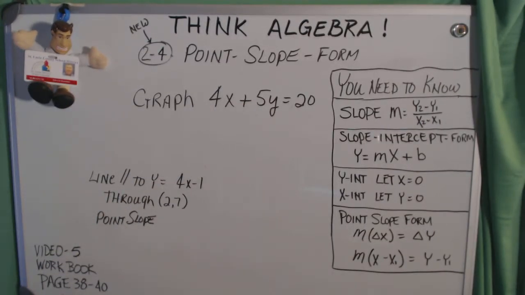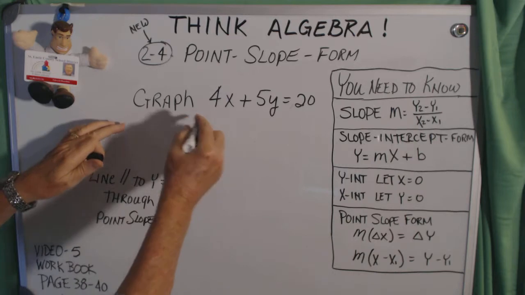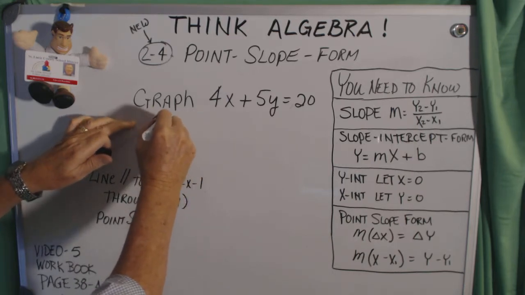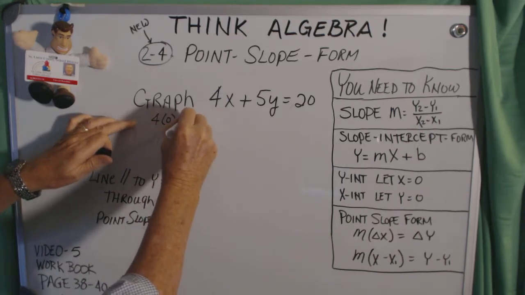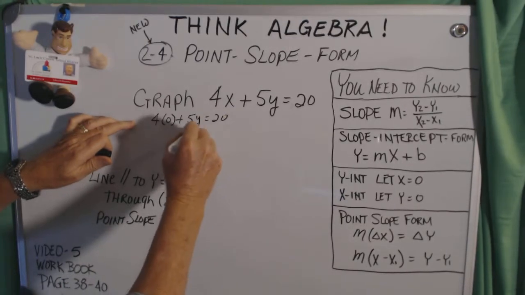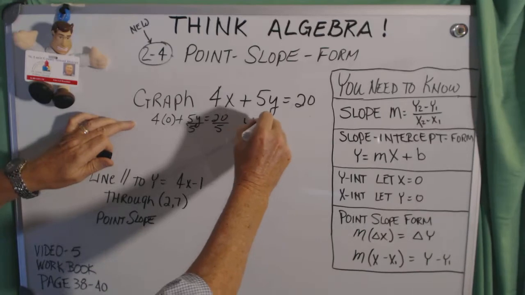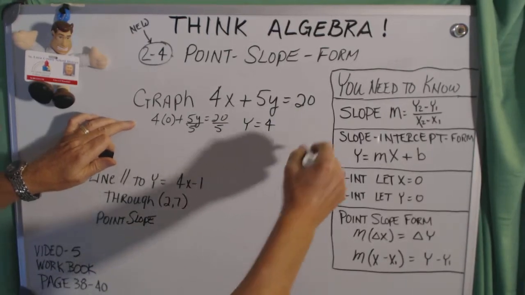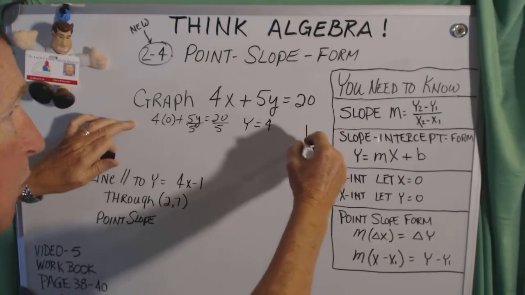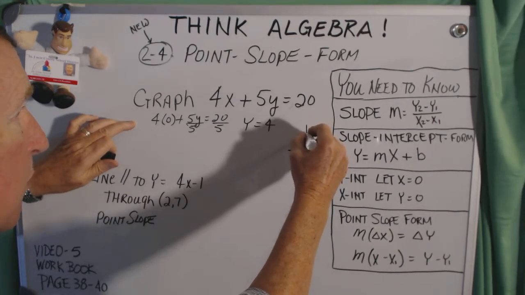Number one, I want to let x equal 0, and that'll give me my y-intercept. So if I let x equal 0, I'm going to have 4 times 0 plus 5y equals 20. So I divide both sides by 5, so y equals 4. That's my intercept. So if I was going to plot that, 1, 2, 3, 4, there's my y-intercept.